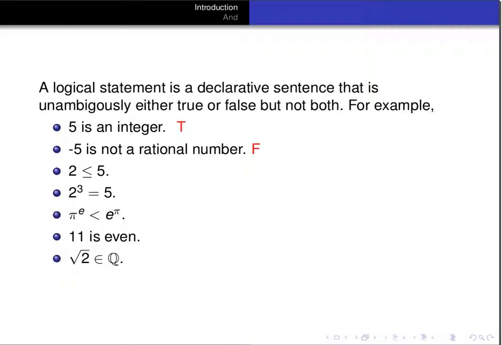5 is an integer, that's a true statement. -5 is not a rational number is a false statement. 2 is less than or equal to 5, that's a true statement. 2 cubed is equal to 5, that's a false statement. Pi to the e is less than e to the pi, that's a true statement. 11 is even, happens to be a false statement. And square root of 2 is irrational, so the statement that square root of 2 is an element of the rational numbers is a false statement. What's important here is each of these statements is unambiguously either true or false, so we call them logical statements.